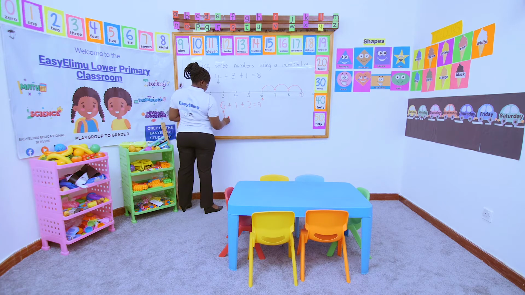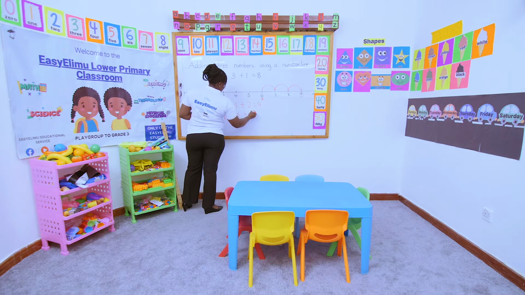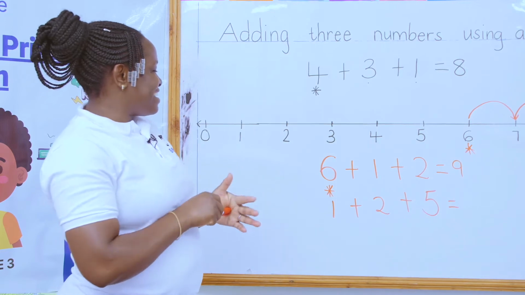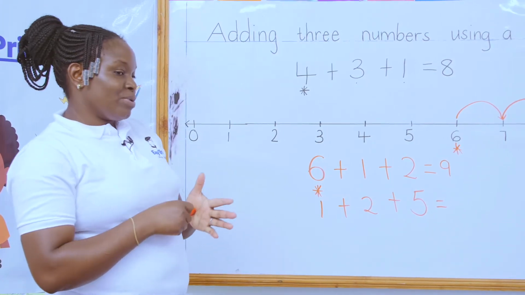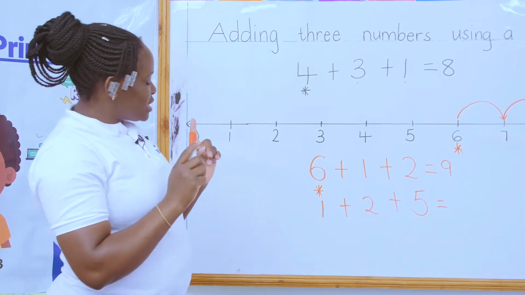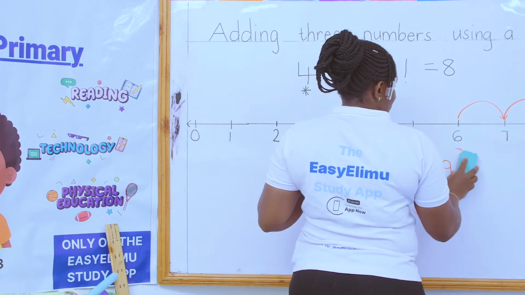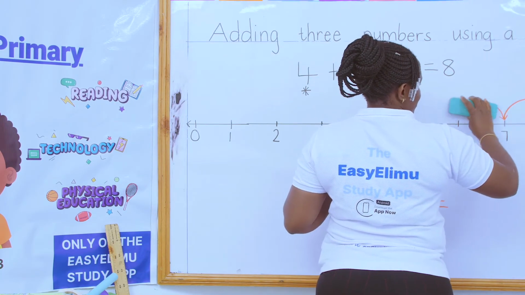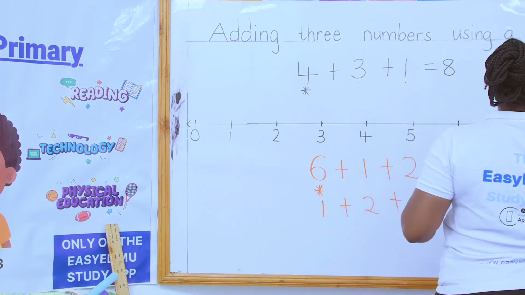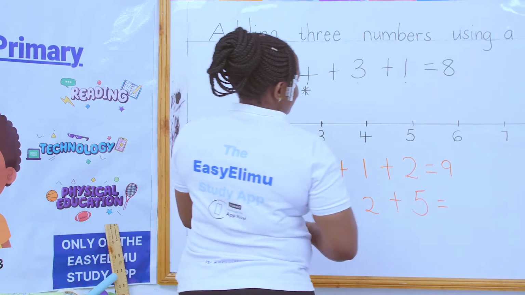What if I've been given 1 plus 2 plus 5? Very good. That's nice, Johnny. Now, Johnny asks me, teacher, what if I'm given 1 plus 2 plus 5? The rule still remains. Johnny, which one is your first step? First step, Johnny says, is to identify the big number. So which one is the big number there? Johnny, 5.